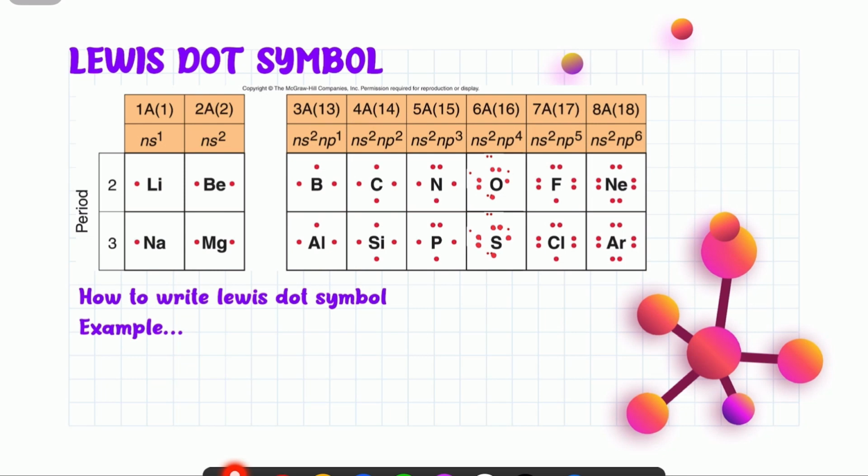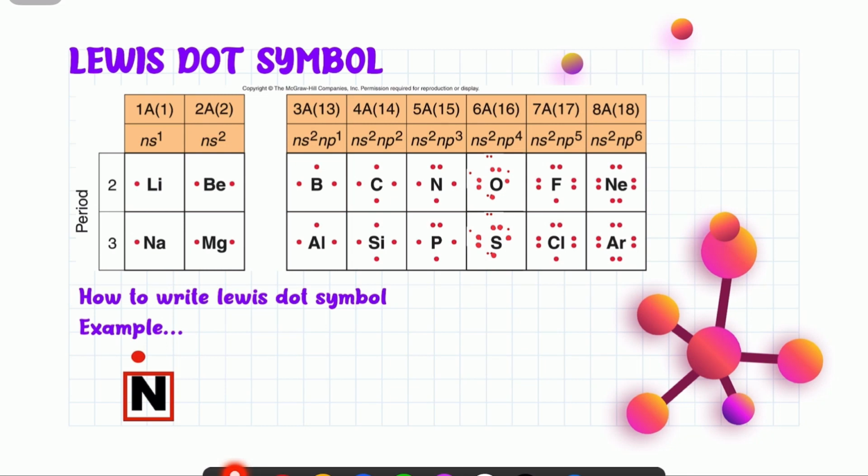So how to write the Lewis dot symbol? For example, I'm using nitrogen. We know that nitrogen is in group 15, which shows that nitrogen has 5 valence electrons. The symbol of the nitrogen represents the nucleus and inner electrons, and we assume there are 4 sides for the nitrogen symbol. So you have to fill each side with one dot.